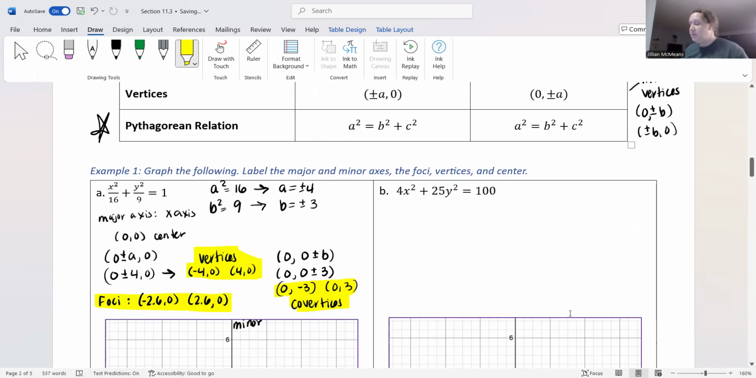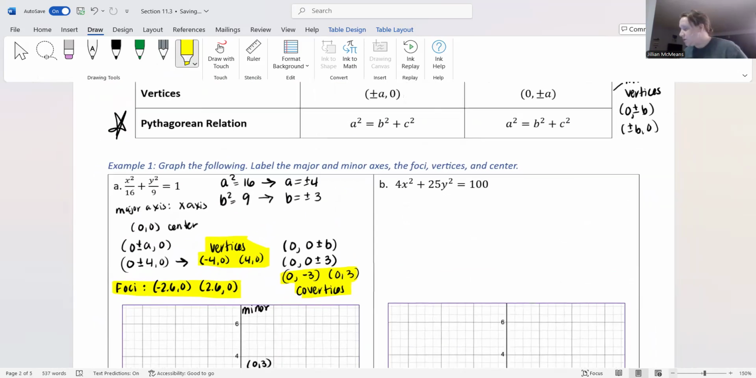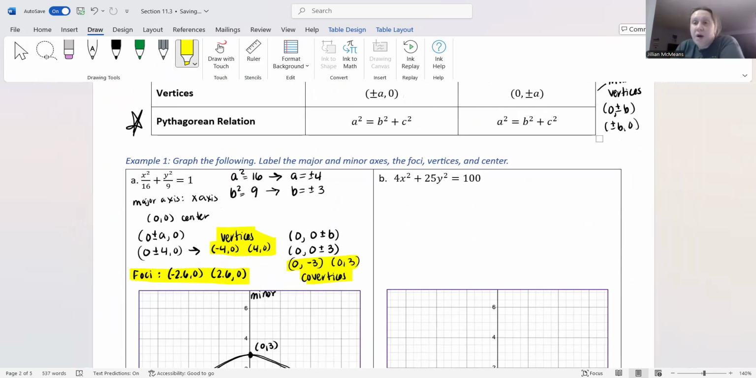So let's go ahead and look at B. B is going to have the exact same instructions. Let me see if I can squish this. There we go. So in part B, we have 4x squared plus 25y squared equals 100.